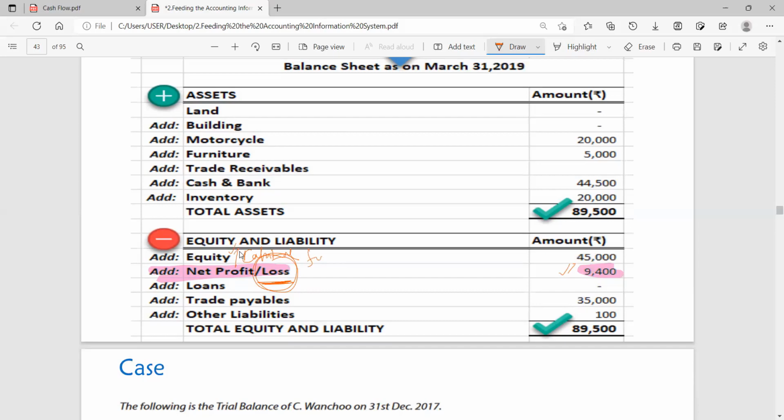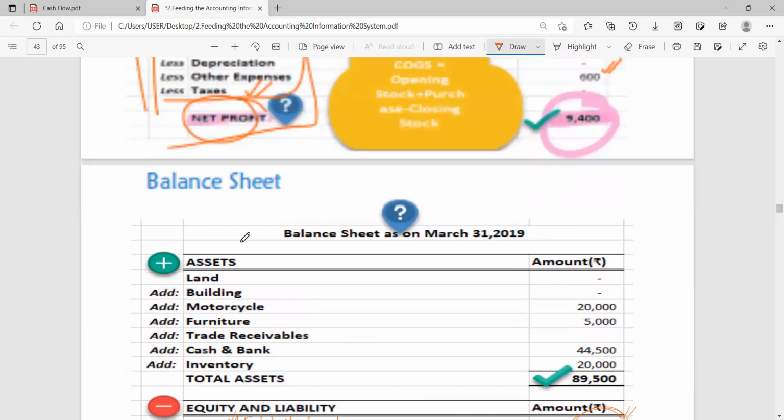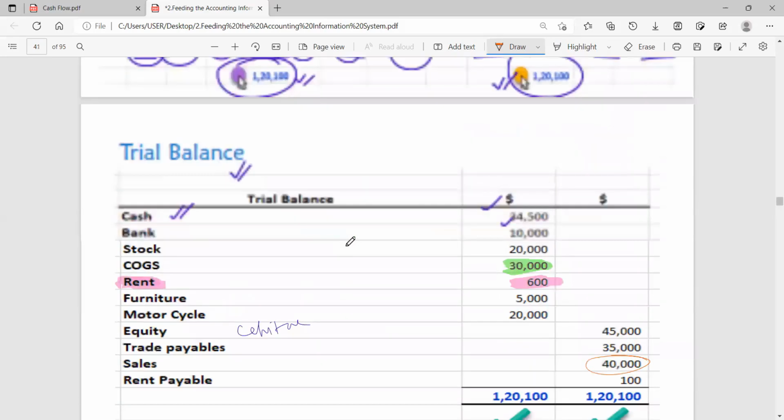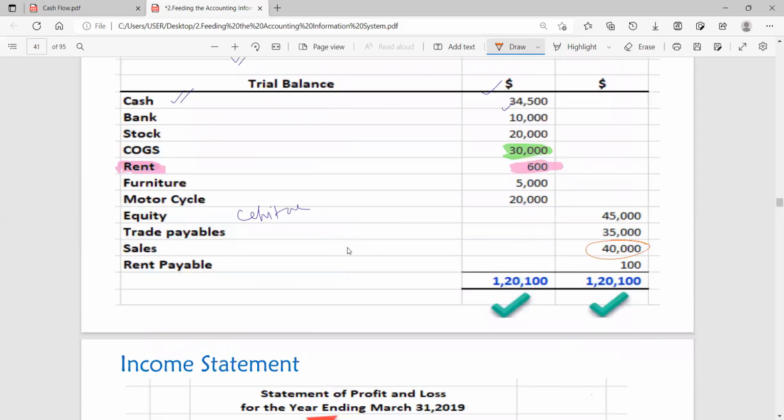So the capital fund is 45,000. Now we added net profit 9,400. This is what the total capital fund becomes after adding net profit. Then other liabilities. Since we discussed capital first, let us finish the liability part, then we'll see assets. So other liabilities are, let's say, trade payable. I'm just speaking from the trial balance, because in the trial balance, a couple of things are taken care of.